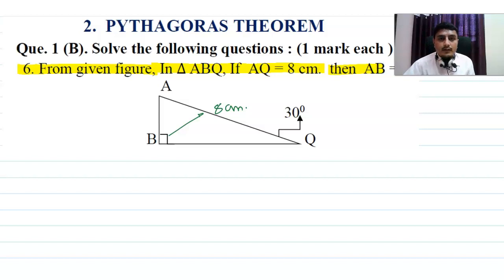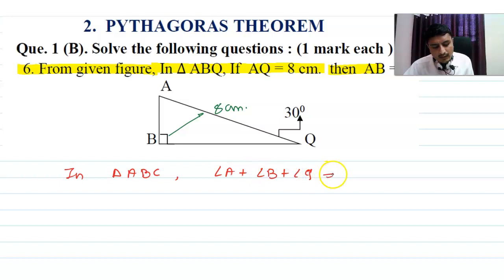So look at the given triangle. We can write that for the given triangle ABQ, by using the triangle law, we have angle A plus angle B plus angle Q equals 180 degrees. The sum of all angles of a triangle equals 180 degrees. Try to replace the known values. We have the measure of angle B as 90 degrees, while the measure of angle Q equals 30 degrees.